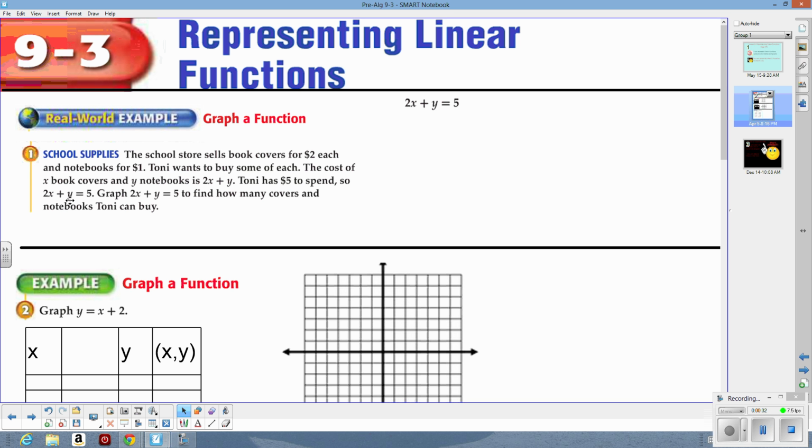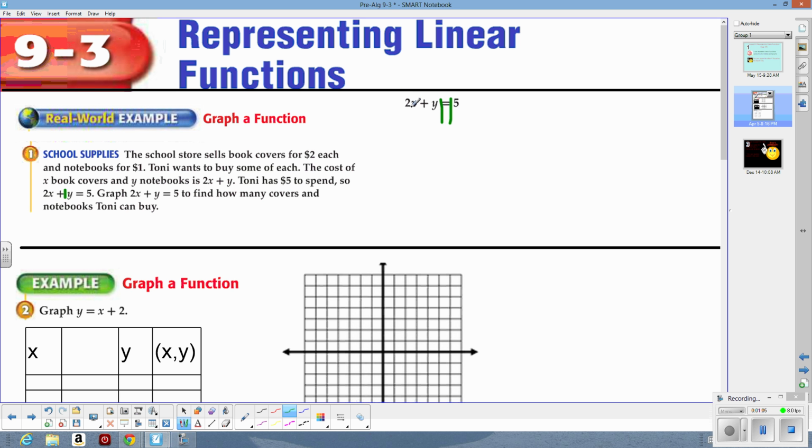The equation is 2X plus Y equals 5 because each book cover is $2, so $2 times the number of book covers, plus the notebooks are $1, so $1 times the number of notebooks has to equal 5. Now if we want to make a function table, we're going to want to take this equation 2x plus y equals 5 and solve it for y, because we want to be able to plug in something for x and see what comes out. So it's best to have it solved for y.